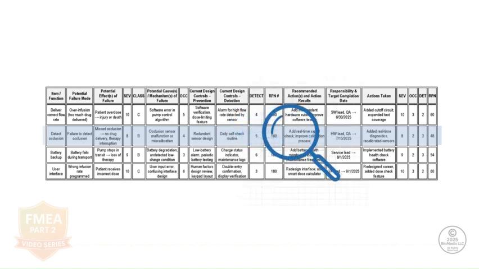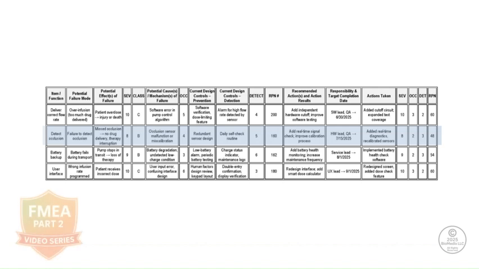The recommended actions were adding a real-time signal check and improving calibration. The hardware lead and TA were assigned with a due date of July 15, 2025. The actions taken were adding real-time diagnostics and recalibrating sensors. Post-action scores improved. SEV remained 8, OCC dropped to 2, DET improved to 3, lowering the RPN to 48. Now that we've walked through these examples, I'll hand things over to my esteemed colleague, Rochelle.